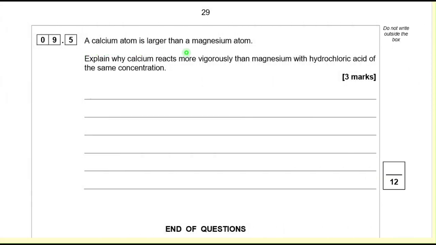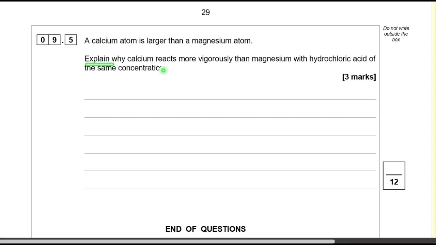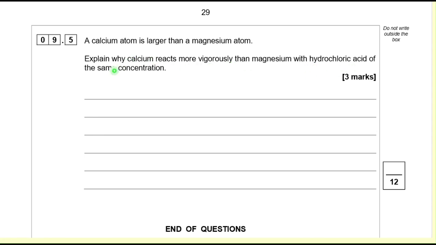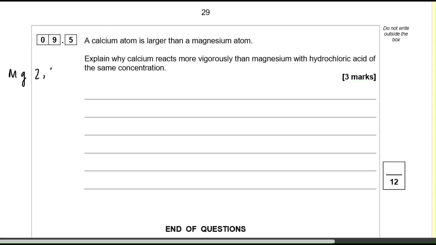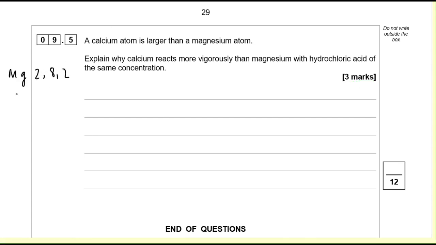9.5. A calcium atom is larger than a magnesium atom. Explain why calcium reacts more vigorously than magnesium with hydrochloric acid of the same concentration. This is for 3 marks. The electronic structure of magnesium is 2,8,2, but calcium is 2,8,8,2. So you can see it's got an extra shell.